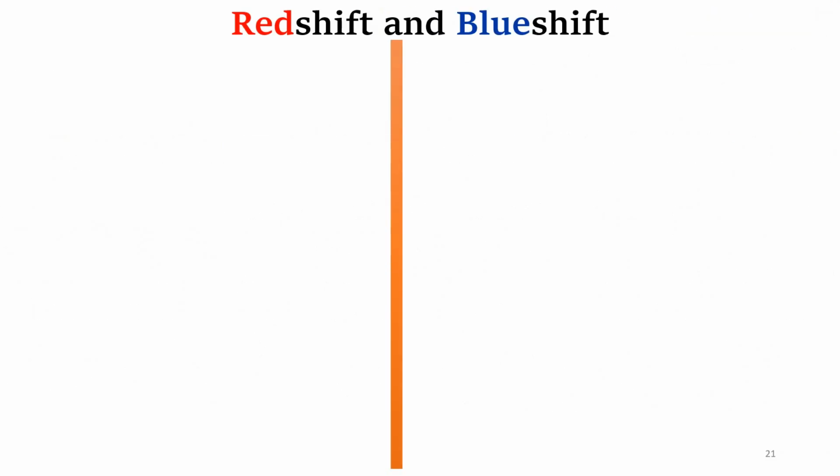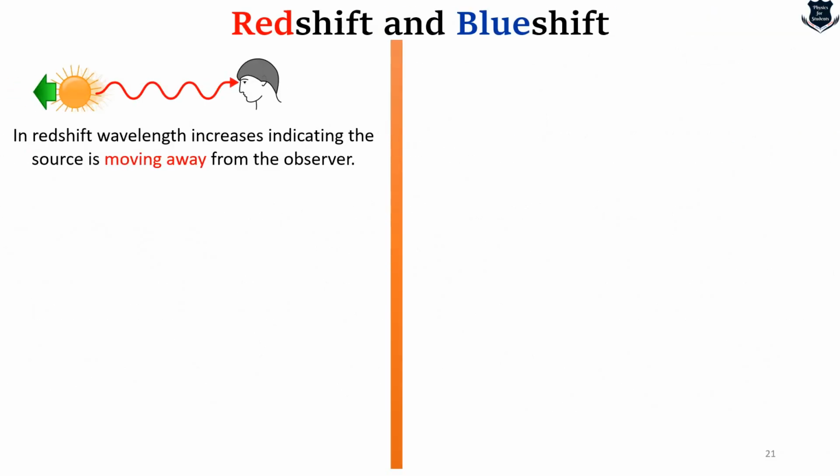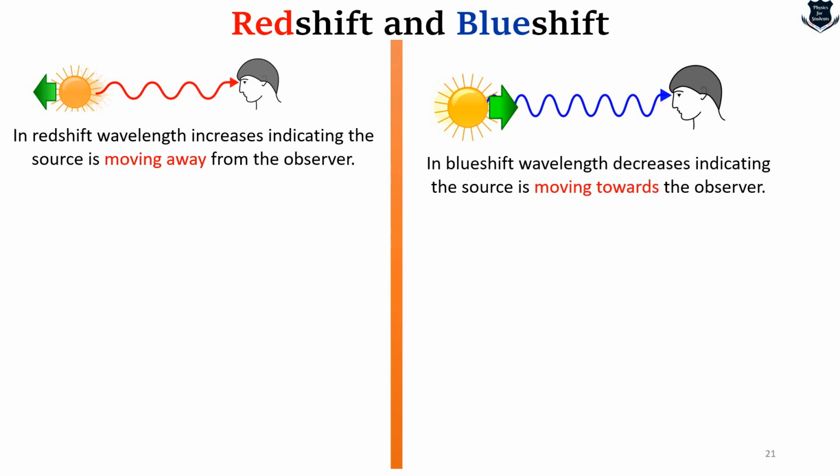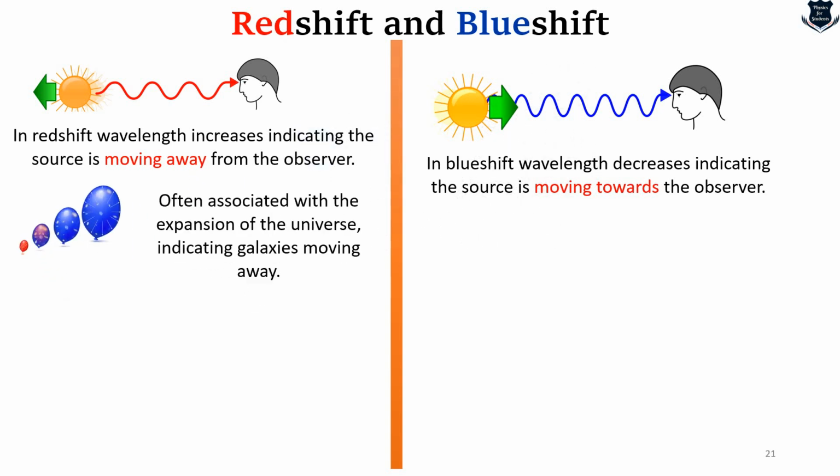Here are some of the key differences between the two. Redshift: the wavelength increases or shifts toward the red end of the spectrum, indicating that the source is moving away from the observer. In case of blueshift, the wavelength decreases, indicating that the source is moving towards the observer. Redshift is often associated with the expansion of the universe, indicating galaxies moving away from each other, and with gravitational fields in the context of light escaping massive objects.